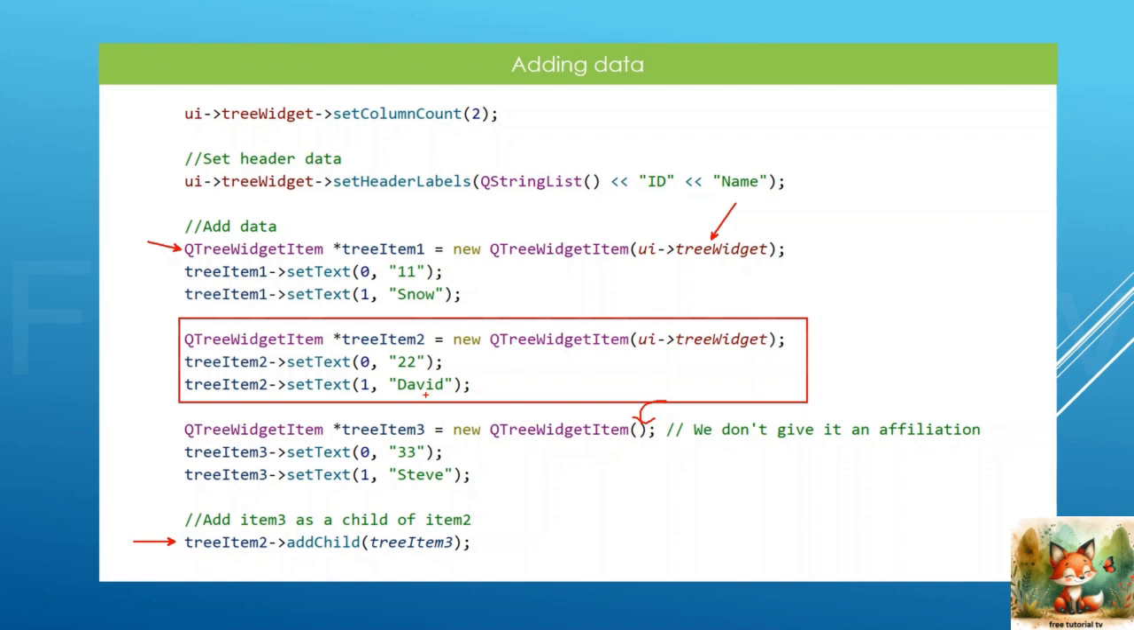Another thing I want you to see is that when you work with tree widgets, you have to specify the column count. That's really going to show how many columns of data you are manipulating within your tree widget. In this case, we are interested in 2 pieces of data, so we have 2 columns here.